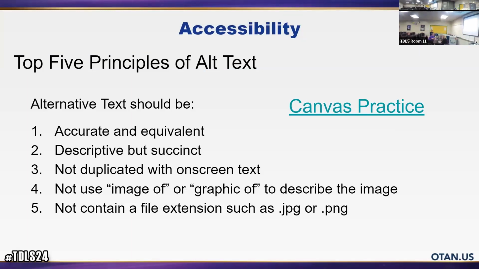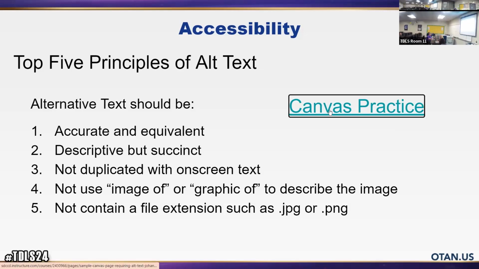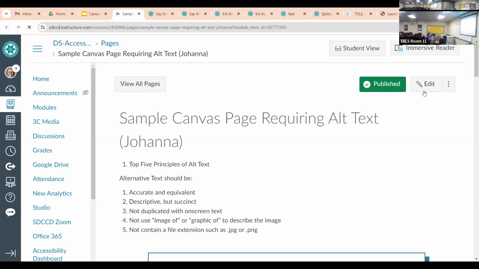Okay, so the first thing that we need to do is make sure that we add what we call alt text to images. And it's important that the alt text truly reflect what it is that's in the image, but also that it's pretty short. And a lot of these things here are not duplicated, don't use image of, don't use graphic of, don't use JPEG or PNG. Those things are there to keep it shorter and succinct, really.